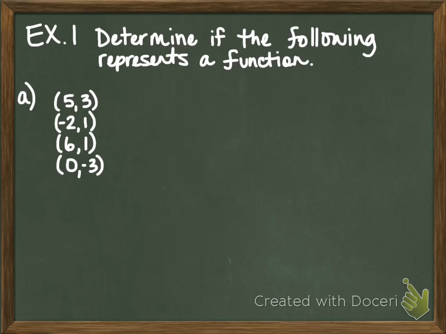If the x's repeat, it is not a function. So if I had (5, 3), and then (5, 1) in my list later, it would not be a function because the x's would be repeating. So this one is a function because the x's do not repeat.